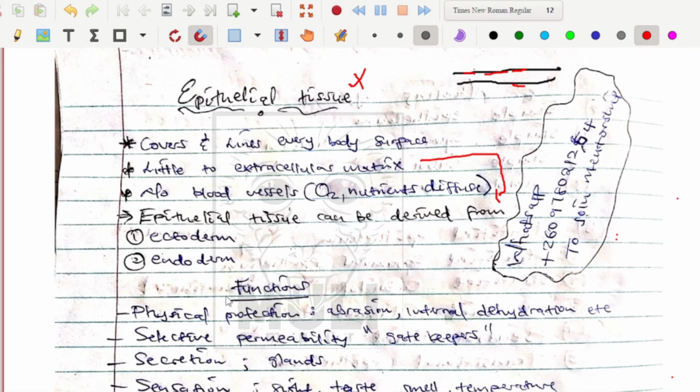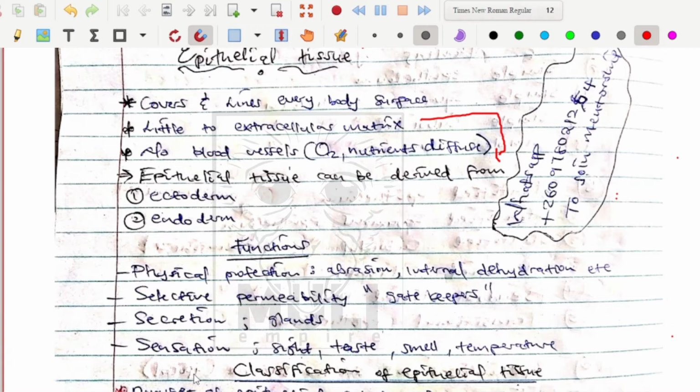So the function, like I had explained, is physical protection in our body. Looking at the position, the first thing you'll be introduced to as you approach the body is the epithelial tissue. They also secrete things, and they are for sensation. This is the reason they have a lot of nerves within them. You're able to tell that it's cold or hot because of these epithelial tissues.